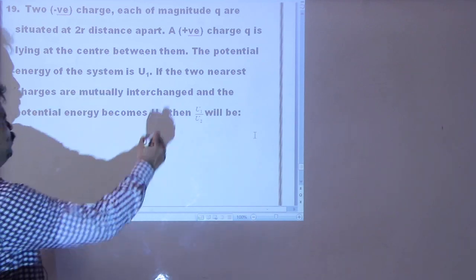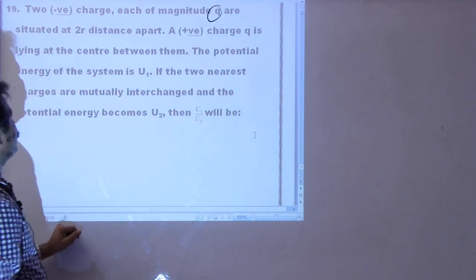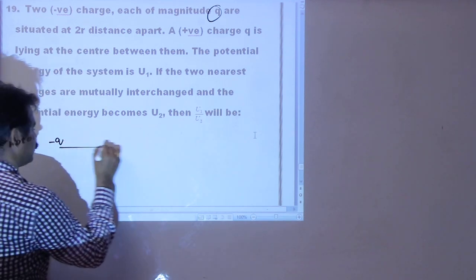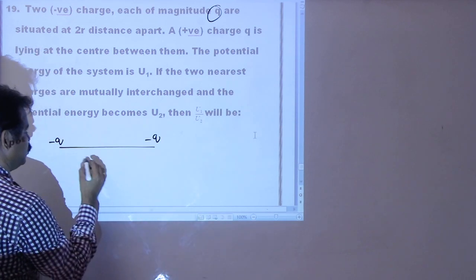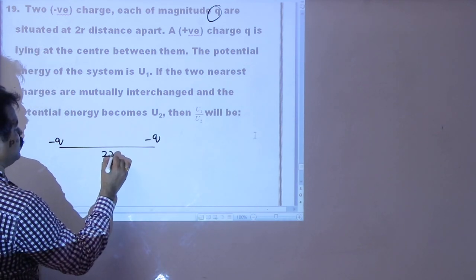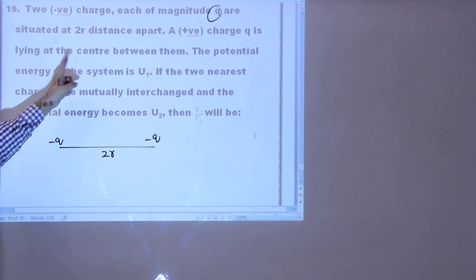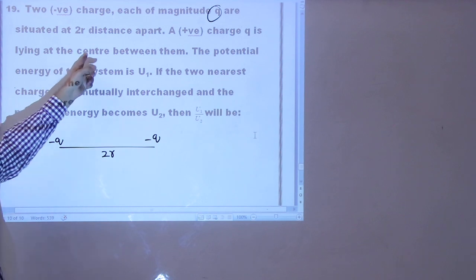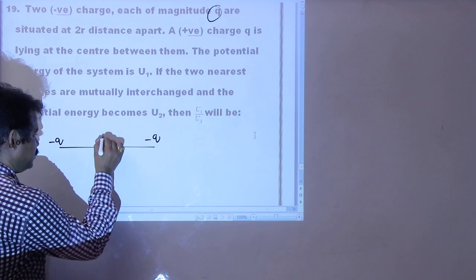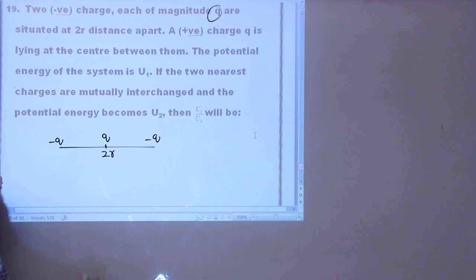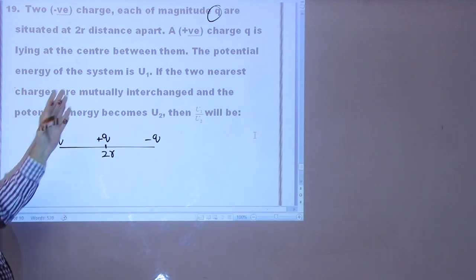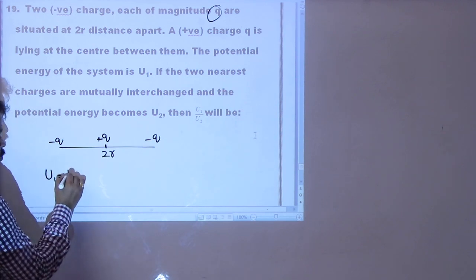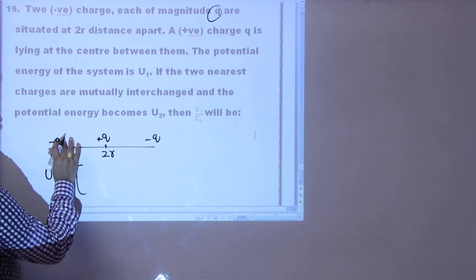Problem number 19. Two negative charges, each of magnitude q, are situated at a distance of 2r apart. So this is minus q, this is also minus q, and the distance of separation between these two is 2r. Now a positive charge q is lying at the center between them. So at the center here I have kept a positive charge, plus q. The potential energy of the system is u1. So what is u1 here?